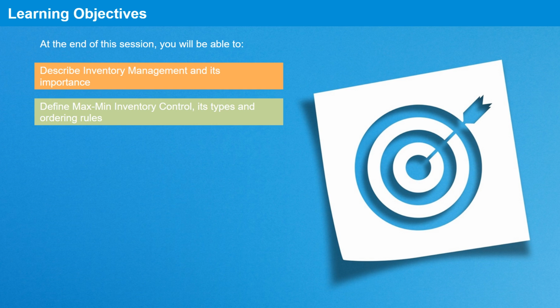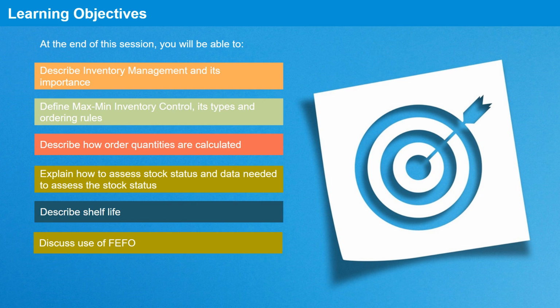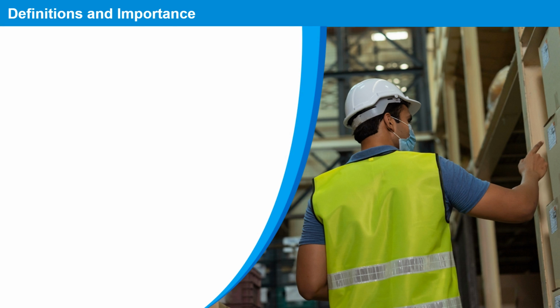define max-min inventory control, its types and ordering rules, describe how order quantities are calculated, explain how to assess stock status and data needed to assess the stock status, describe shelf life, discuss the use of FIFO, and describe supply methods. Let's begin by developing our understanding about inventory management, and its importance.